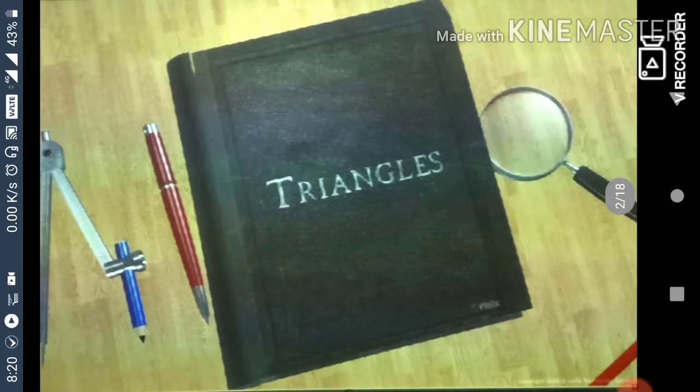So first the term comes: triangles. As the name suggests, triangle is there. So we need to first learn about triangle. What is a triangle? In our previous classes we have learned about triangles and its types. Maybe you remember and maybe some students forget also. So let's revise them first.